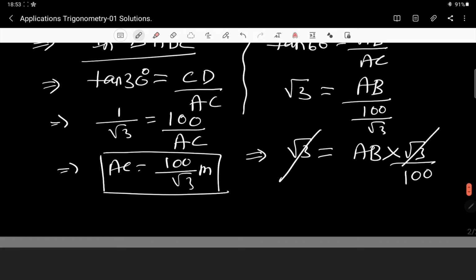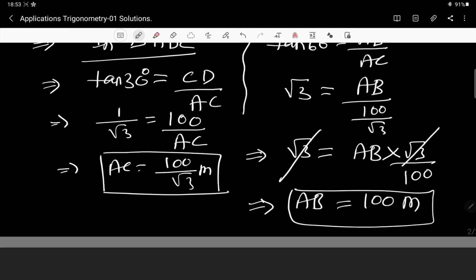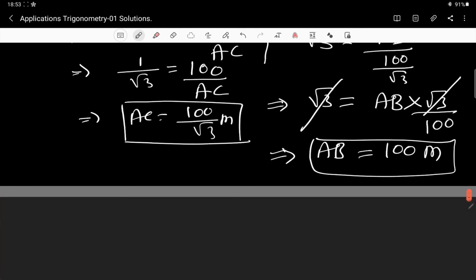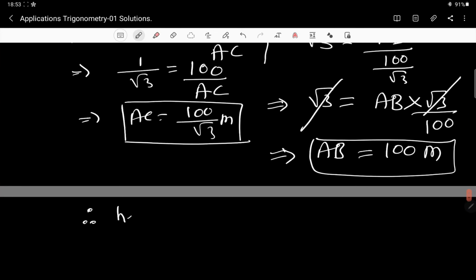Root 3 and root 3 get cancelled, and send this 100 that side. So let us keep AB here only and send this 100 this side. I mean, this becomes AB is equal to 100 meter. All right, what is this AB? AB is like the hill. So you are going to write, therefore, height of the hill is equal to AB is equal to 100 meter.